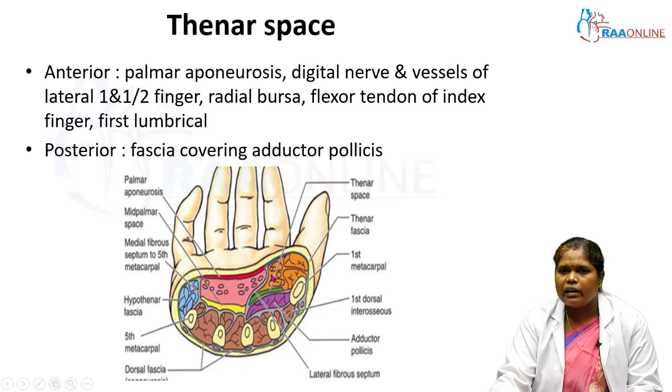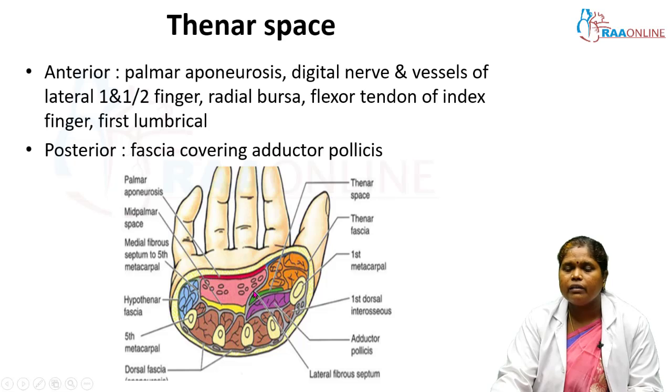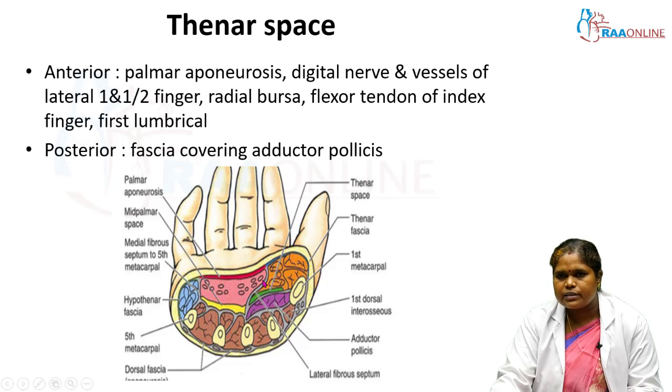Anteriorly, it will have the palmar aponeurosis, the lateral part of the palmar aponeurosis. Then we have the long flexor tendon. Below the palmar aponeurosis, we will have the long flexor tendon to the index finger. The medial 3 fingers will form the anterior boundary for the mid-palmar space. The tendon of the index finger will form the anterior boundary for the thenar space. And we also will have the flexor pollicis longus tendon. So these two tendons will be there anteriorly along with the first lumbrical muscle.